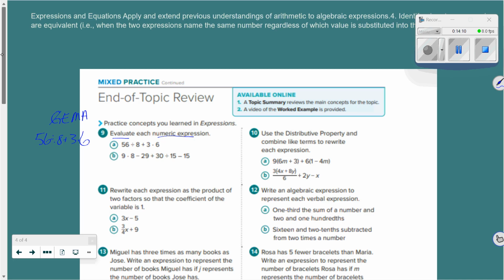I don't have any groupings. I don't have any exponents. Meaning I'm going to multiply and divide left to right. So 56 divided by 8 gives me 7 plus 3 times 6. Notice I rewrite everything I have not done yet. This is the thing that is going to get you guys on this test. Now I'm going to multiply 3 times 6. I have 7 plus 18. Gives me an answer of 25.